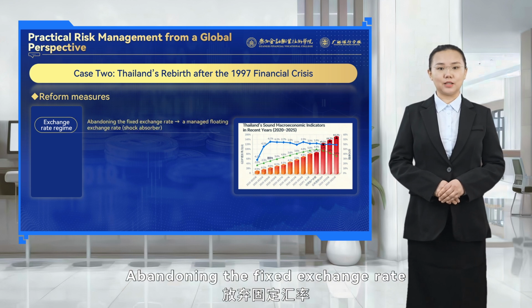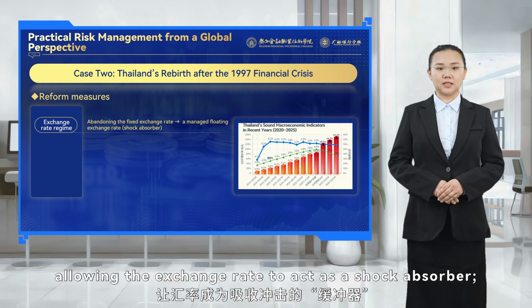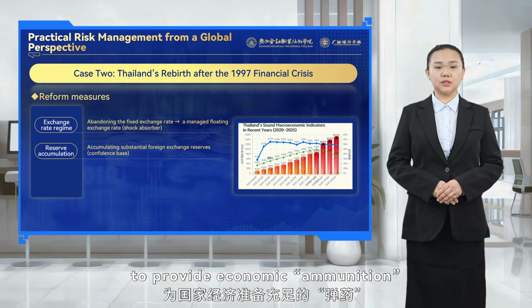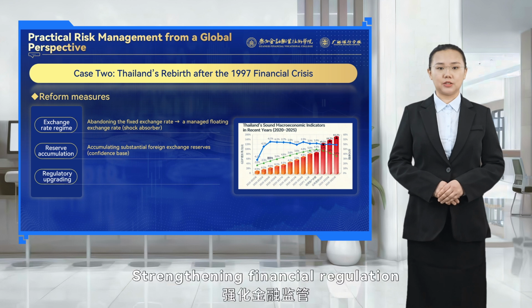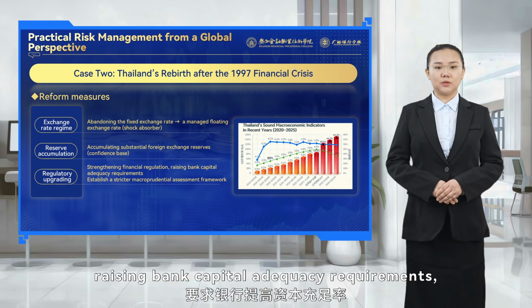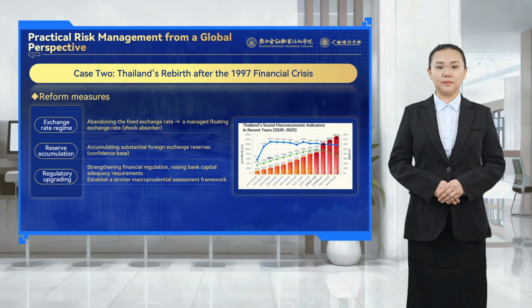Abandoning the fixed exchange rate in favor of a managed floating exchange rate, allowing the exchange rate to act as a shock absorber. Accumulating substantial foreign exchange reserves to provide economic ammunition and confidence. Strengthening financial regulation by adopting international standards, raising bank capital adequacy requirements, and establishing a stricter macroprudential framework.